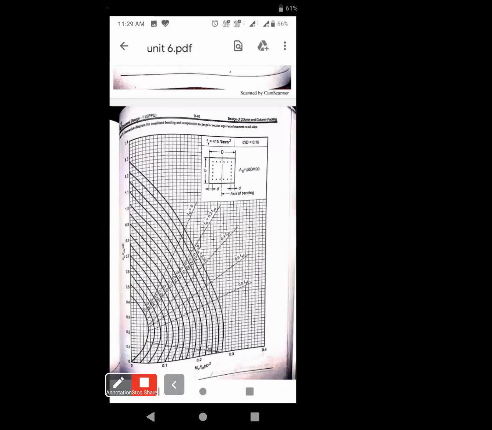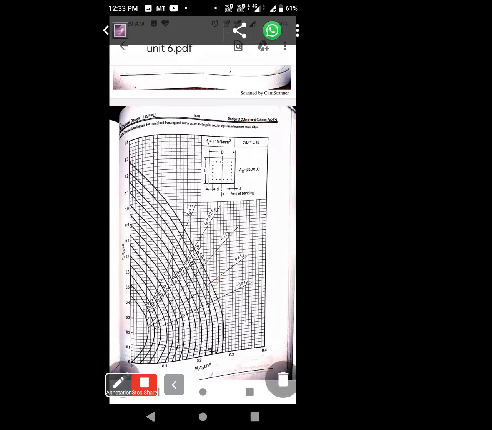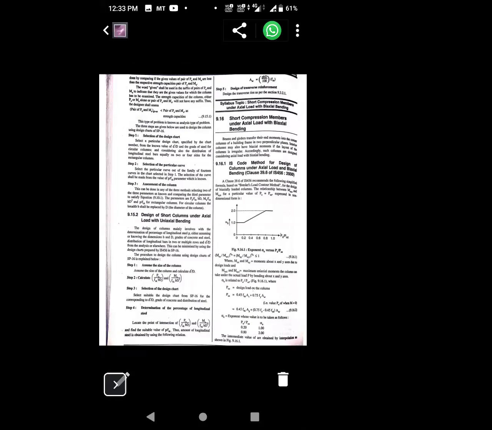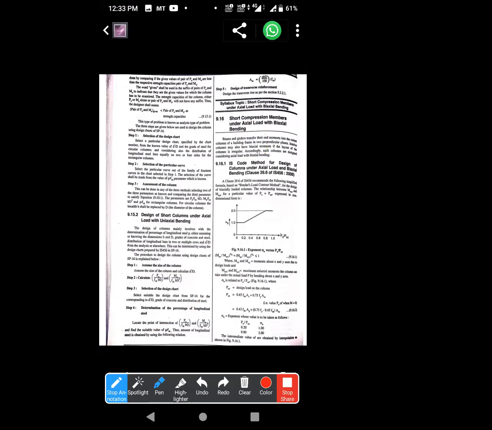If you selected, for example, this chart, this is the chart which you are going to require. Your d dash upon d value is 0.15. Then you have to go for which type of curve is your curve for the design. Then the assessment of the column is step number 3, assessment of the column. This can be done in any of the three methods: selecting two of the three parameters as known, and computing the third parameter.